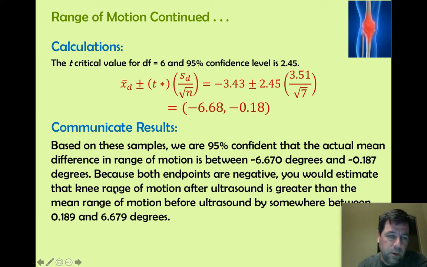Again, no big deal. Because both endpoints are negative, we will estimate that the range of knee motion after the ultrasound is greater than the mean of motion before, somewhere between 0.18 and 6.6. Again, if I change this to 99%, it's very possible that 0 is in there. And if 0 is, we would have said, you know what, I don't think it's greater. Even if it is close, like 0.005 or something. But if 0 is in there, we're going to go ahead and say it. All right, that was the paired.